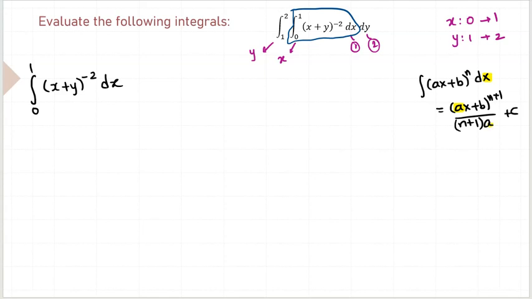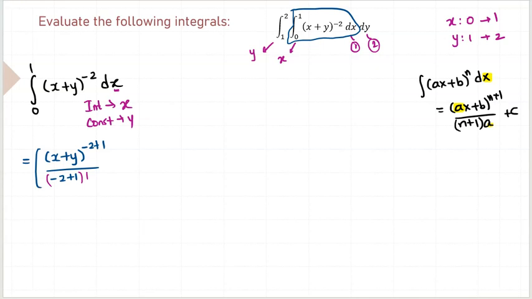Okay, so let's check first. Here we are integrating with respect to which variable? Yes, because of dx, we are integrating with respect to x and the constant is y. So when we integrate this, what will we get? (x plus y) to the power minus 2 plus 1 over minus 2 plus 1. The coefficient of x is 1, so it's like multiplying this by 1 or not writing 1.